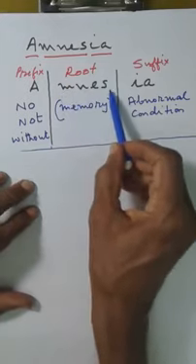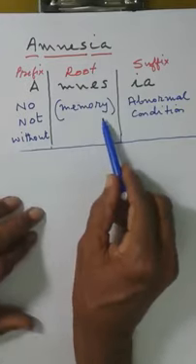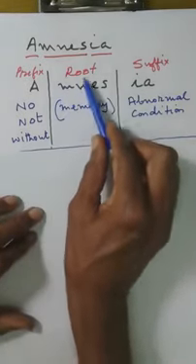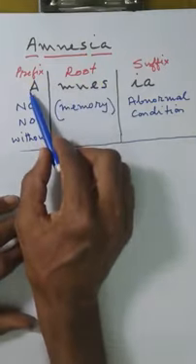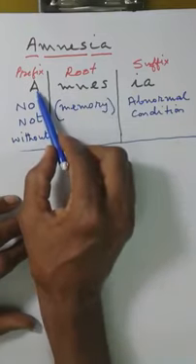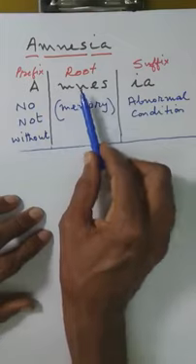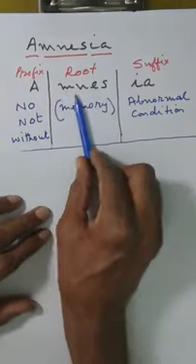MNES, mnes, means memory. So when you add a prefix, that is before the root word mnes, if you use this prefix, that means it is the opposite of this root meaning.